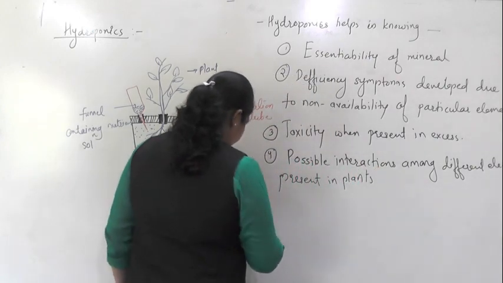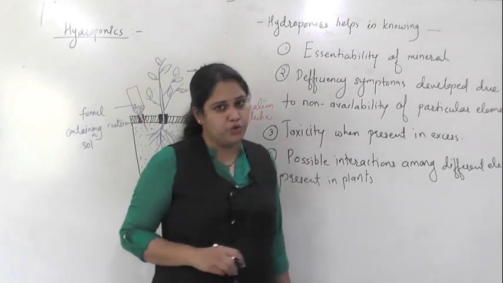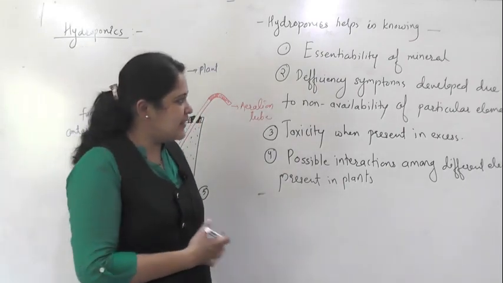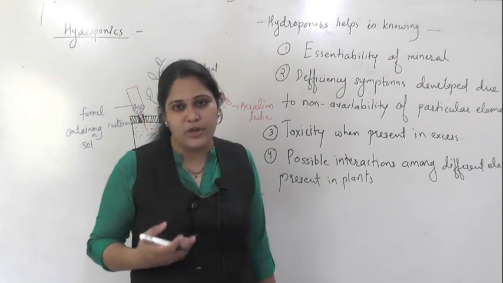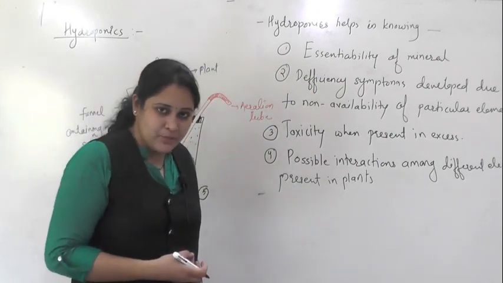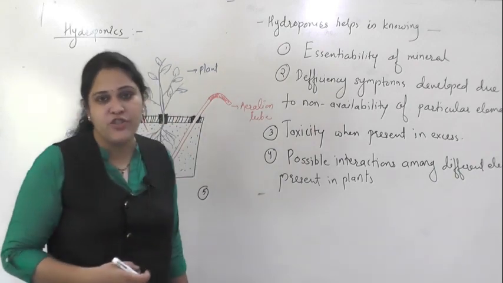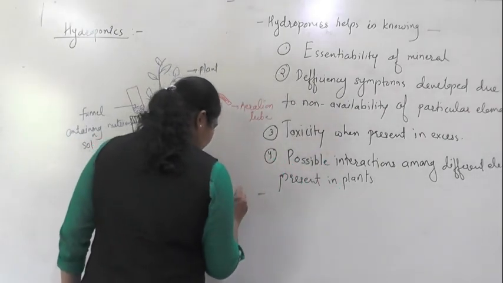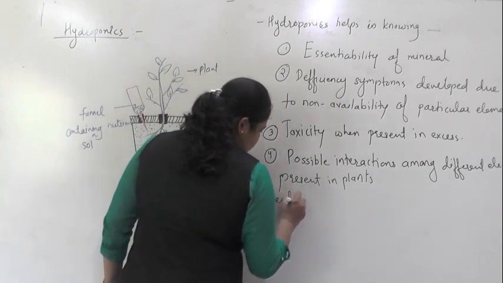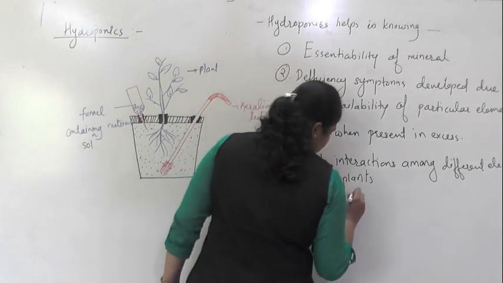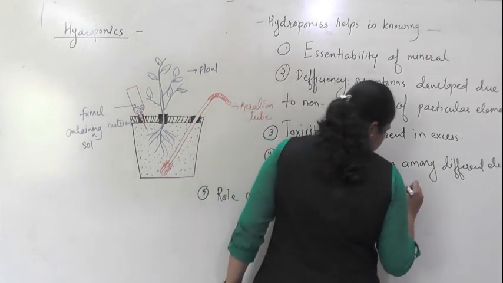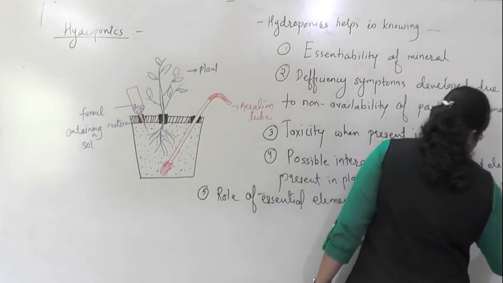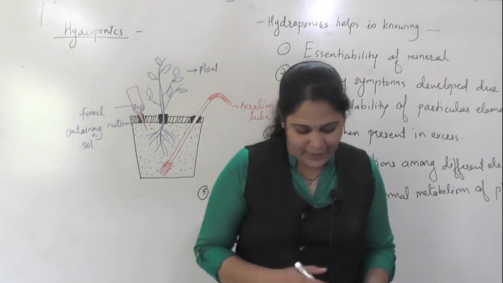Okay, and the very important part, with the help of hydroponics we will come to know what is the role of these nutrients in the normal metabolism of plant. That only we were discussing, that these nutrients are involved in a number of metabolic reactions. So if a particular element is absent or present in excess amount, we can study in which metabolic reactions these nutrients are used. Fine. So the role of essential elements in normal metabolism of plant can be studied from hydroponics.